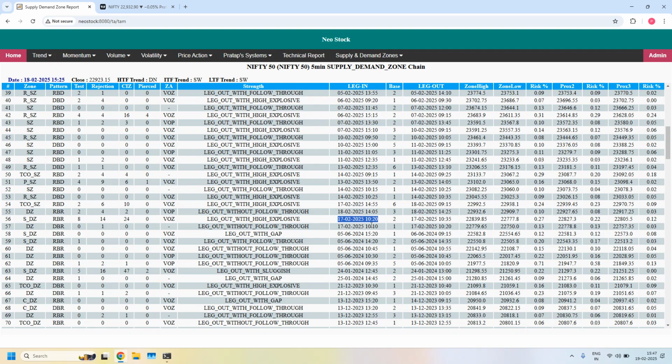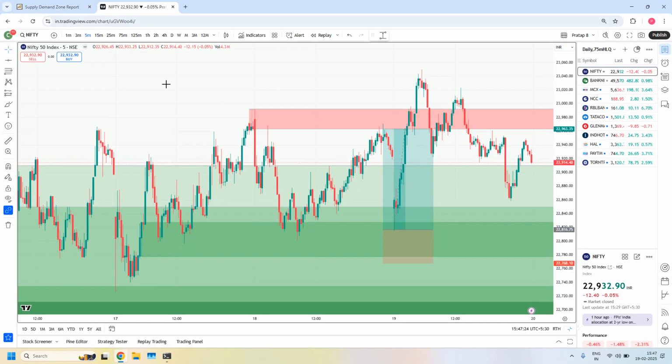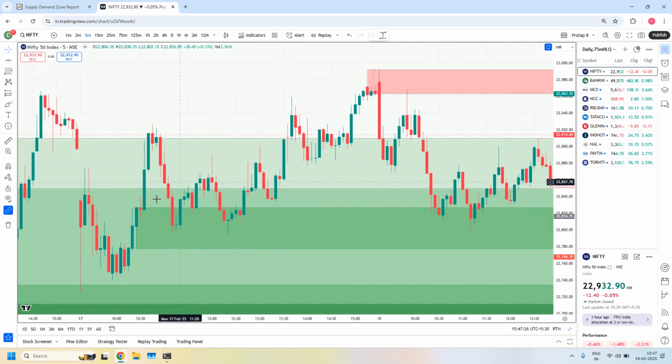See, 17 to 1020 is our zone, 2 base candles. 17th February 1020 candle is the leg-in. See here. This is 17th February 1020. We have a leg-in candle and we have 2 base candles and then we have a rally candle.